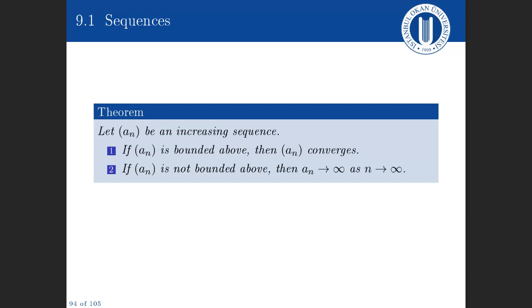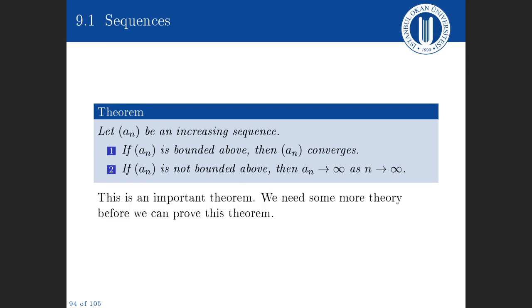Let an be an increasing sequence. If an is bounded above, then an converges. If an is not bounded above, then an tends to infinity as n tends to infinity. This is an important theorem. We're going to need some theory before we can prove this theorem. This is a theorem we're going to be using next week and the weeks after.